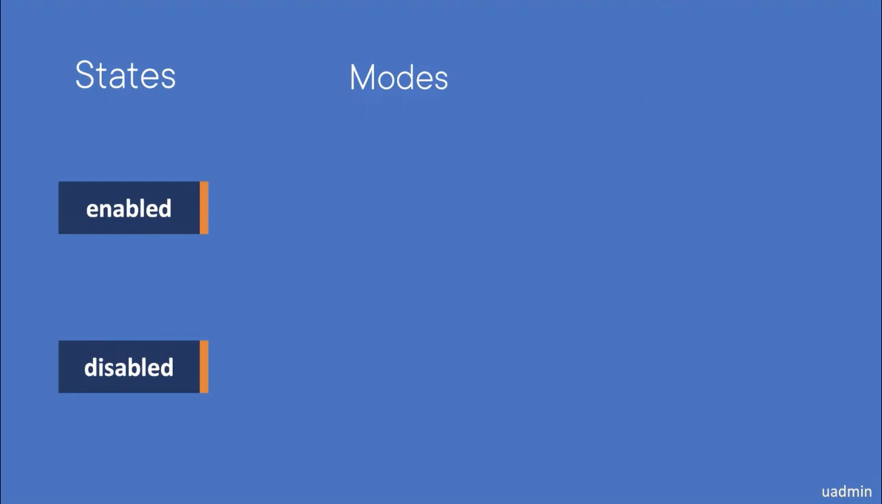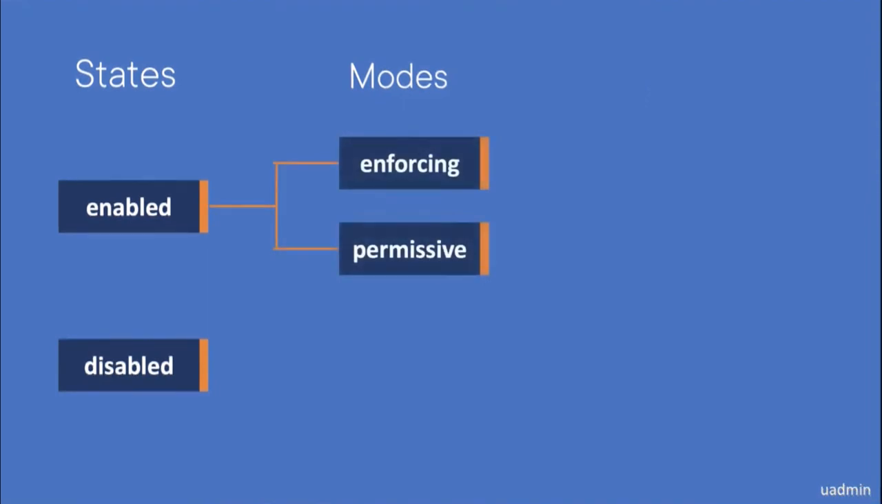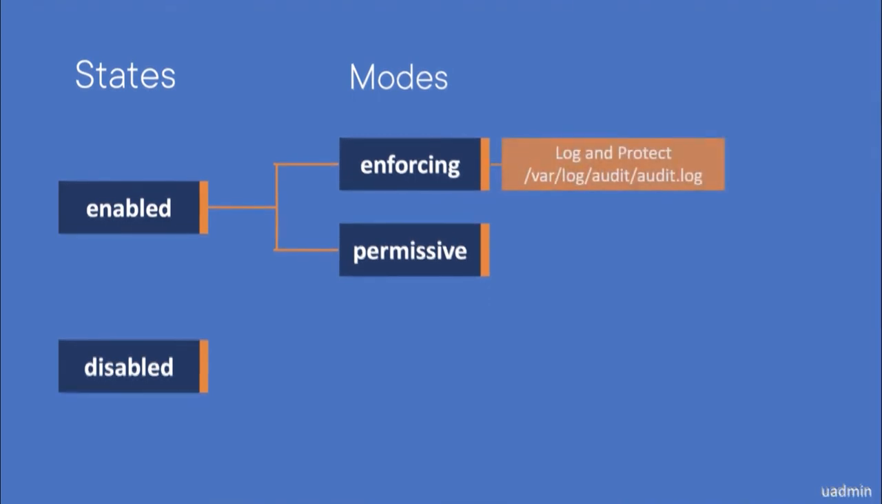And for sure, when the state is enabled, it will be active, and when it's disabled, it will not be active. And when it's enabled, it can be in one of two modes, enforcing or permissive. This simply means that when it's enforcing, it will be actively allowing or denying access to the objects that it protects. And all its actions will be logged to /var/log/audit/audit.log.